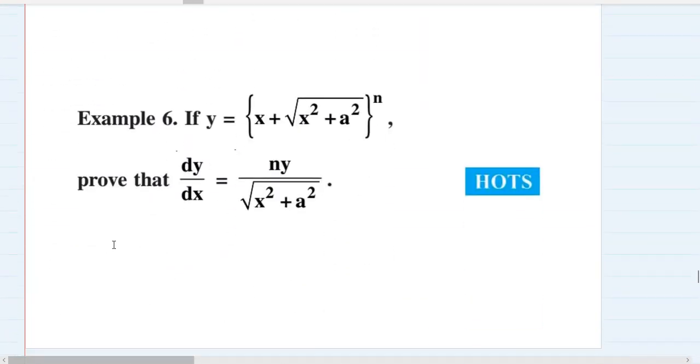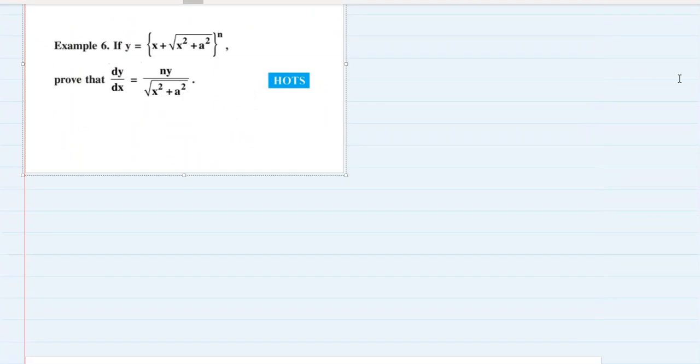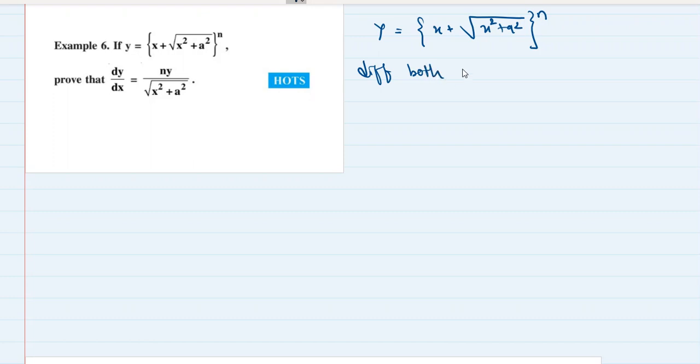Okay, next question. Y is equal to x plus under root of x square plus a square, the whole raised to n, and we have to prove that dy by dx is so and so. So basically we have to find dy by dx. So differentiating both sides with respect to x.